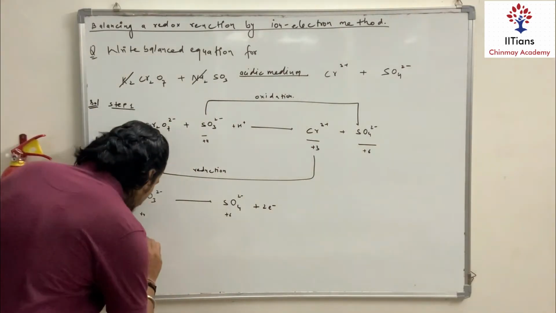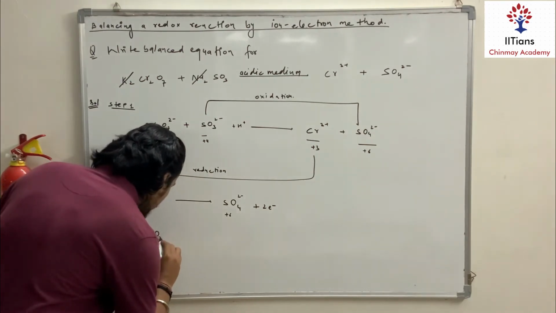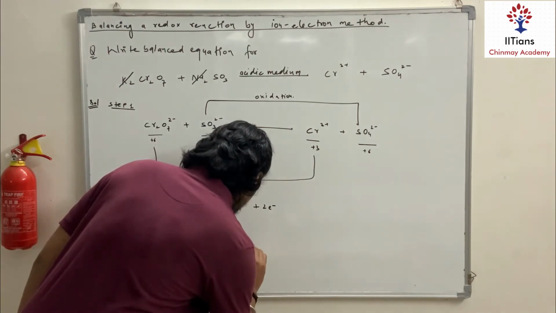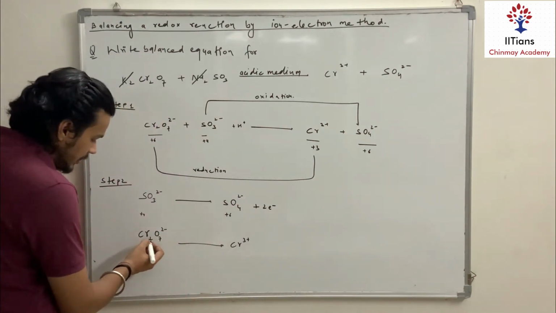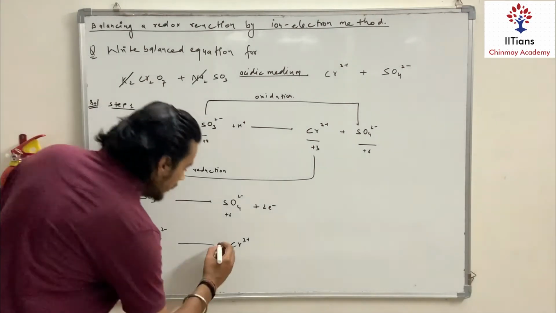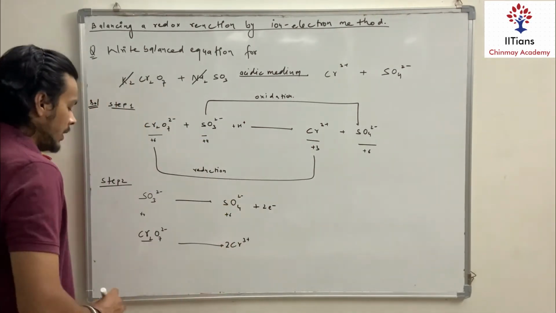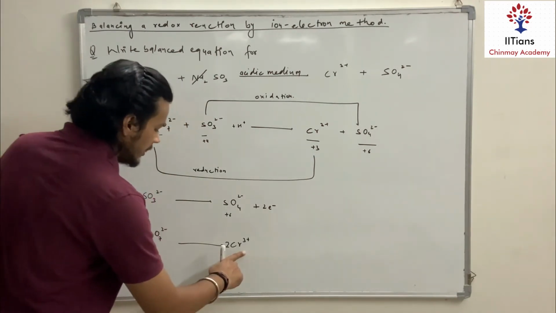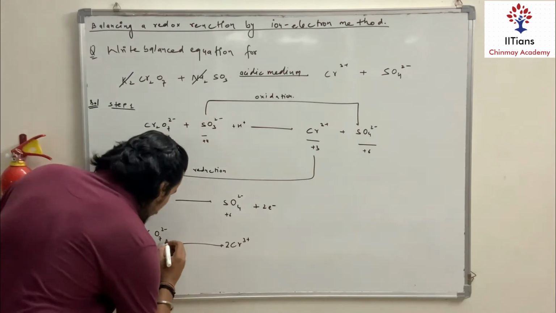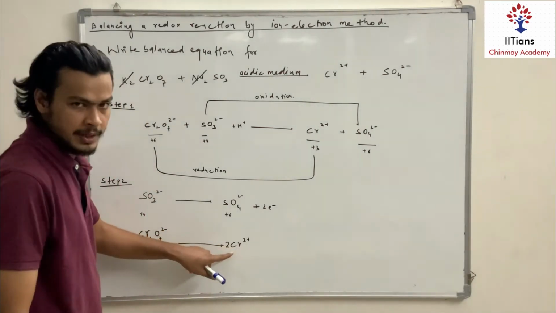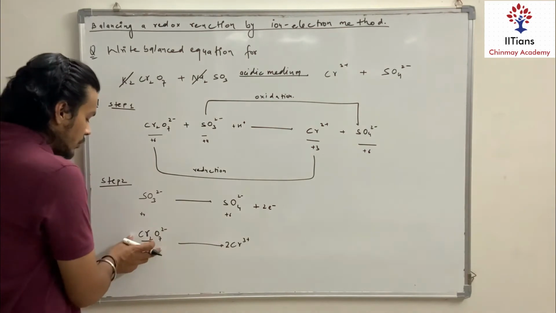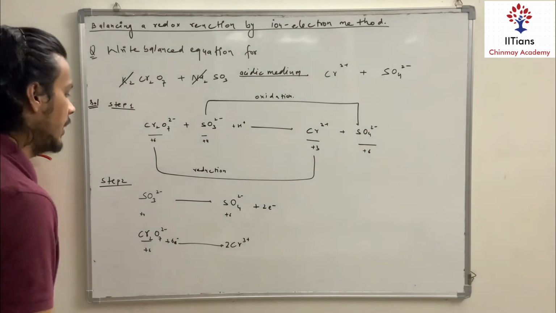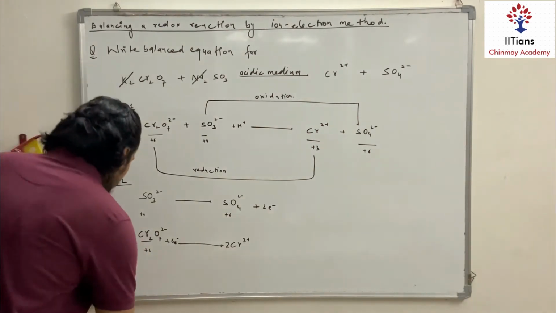The reduction half is Cr2O7 2- becomes Cr3+. First of all, because on the reactant side we have 2 chromium atoms, we will add a 2 here, and now each chromium atom is in plus 6 oxidation state. Here it is plus 3. That means per chromium atom 3 electrons have been consumed, but there are 2 chromium atoms, so 6 electrons have been consumed.